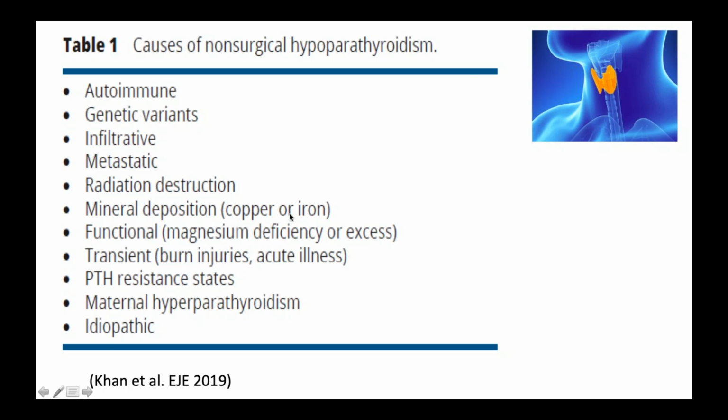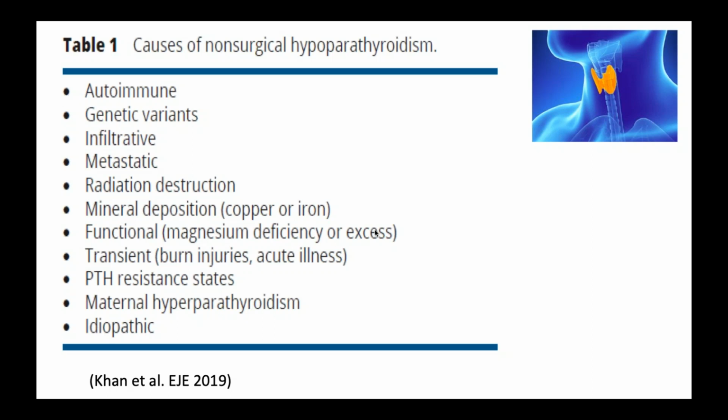There can be mineral deposition in the parathyroid glands with copper or iron. Magnesium deficiency as well as magnesium excess can impair parathyroid function, and we'll talk about this in further detail. It is very, very important to evaluate serum magnesium and to correct the magnesium deficiency or excess. Transient hypoparathyroidism can occur in acute illness or burn injuries.